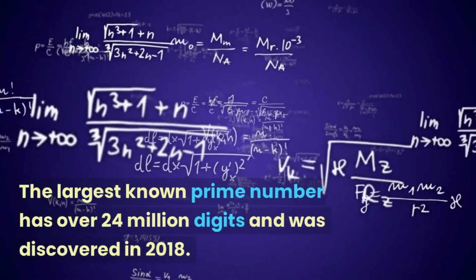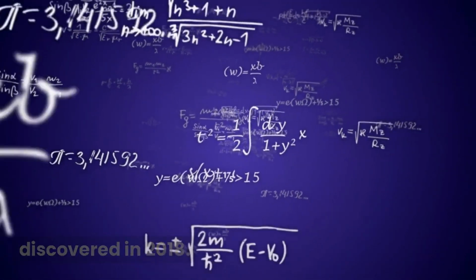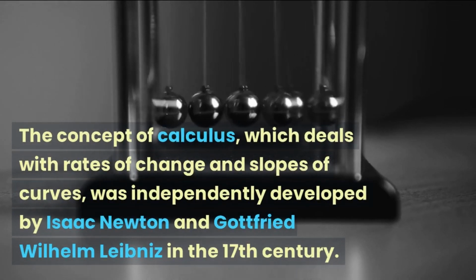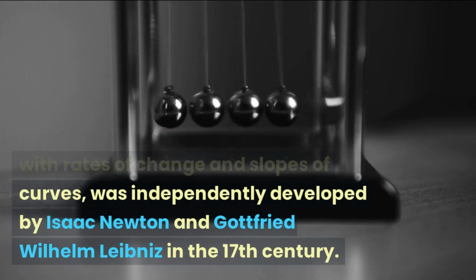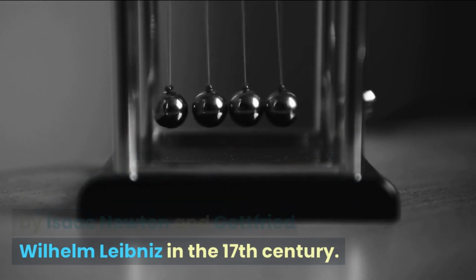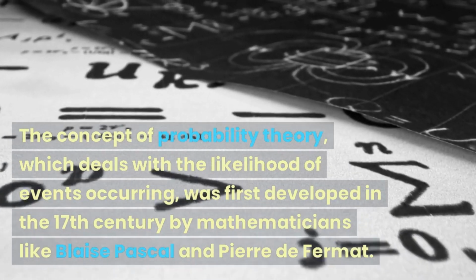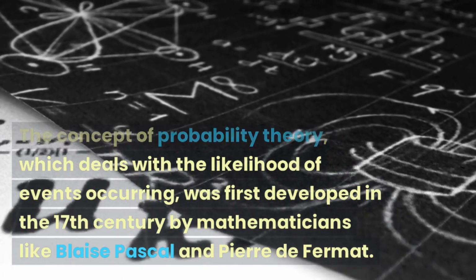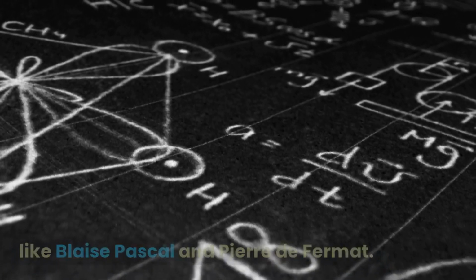The largest known prime number has over 24 million digits and was discovered in 2018. The concept of calculus, which deals with rates of change and slopes of curves, was independently developed by Isaac Newton and Gottfried Wilhelm Leibniz in the 17th century. The concept of probability theory, which deals with the likelihood of events occurring, was first developed in the 17th century by mathematicians like Blaise Pascal and Pierre de Fermat.